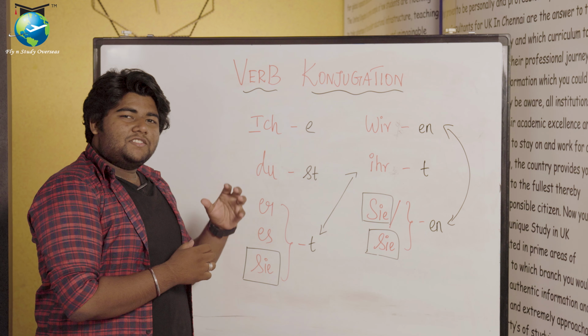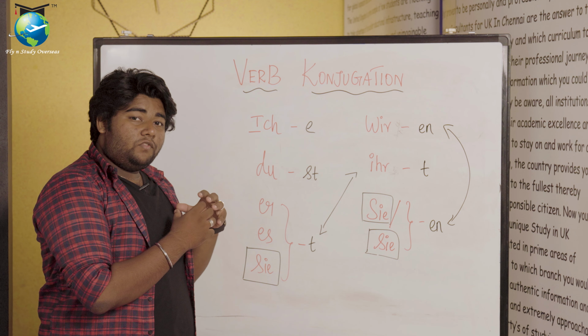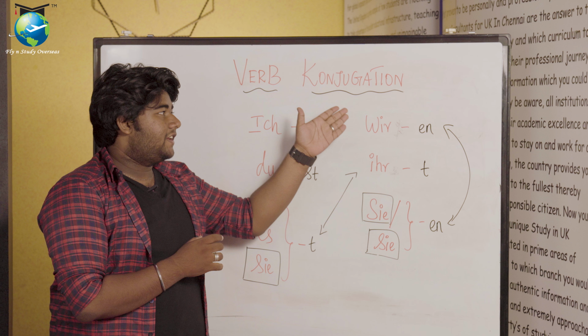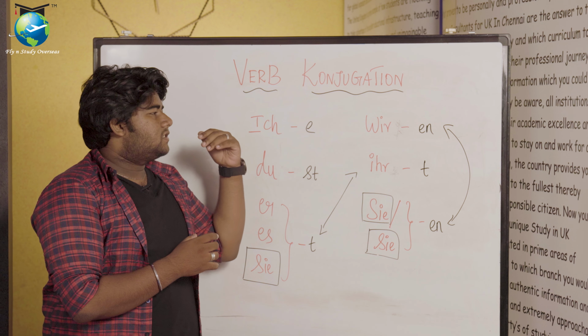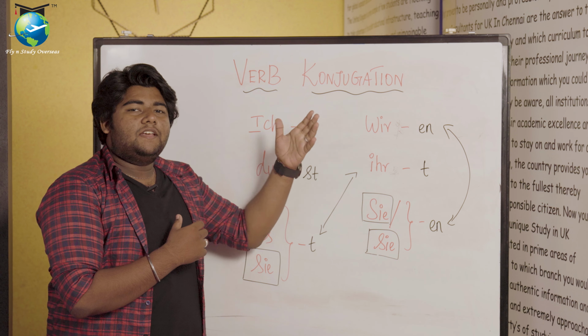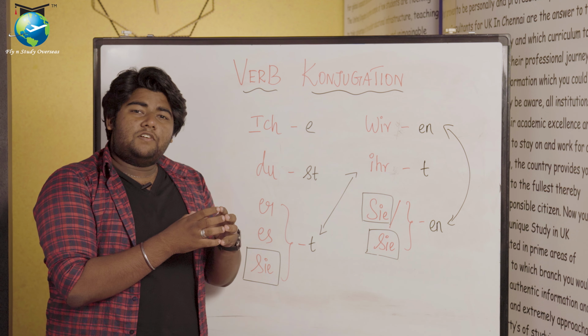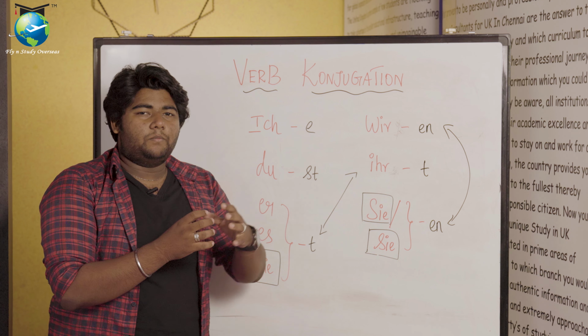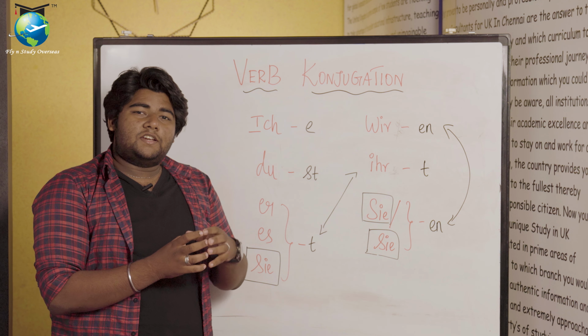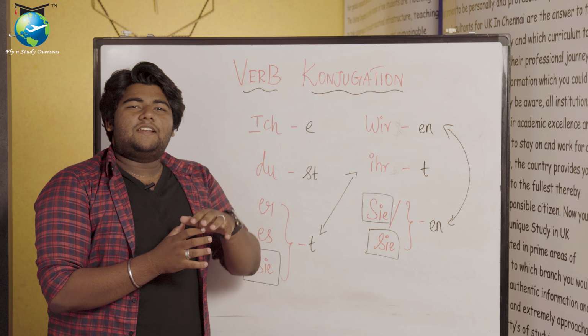Okay, till now we saw the personal pronouns and now we are moving to the topic of verb conjugation, which can also be called verb endungen, meaning verb endings in English. See, basically what is a verb? Any word that indicates an action is called a verb. We do have verb conjugation in English, but not exactly like German.